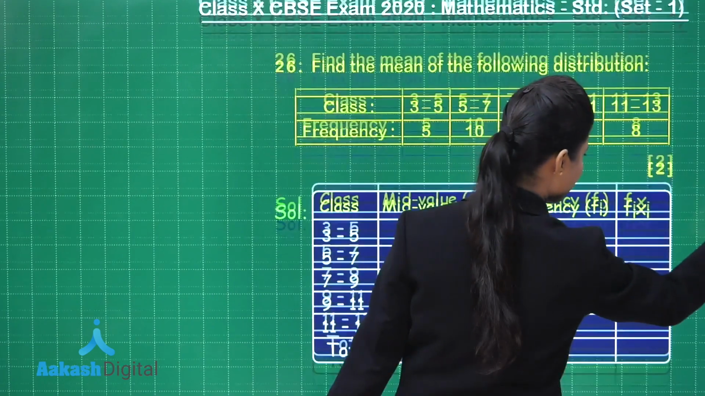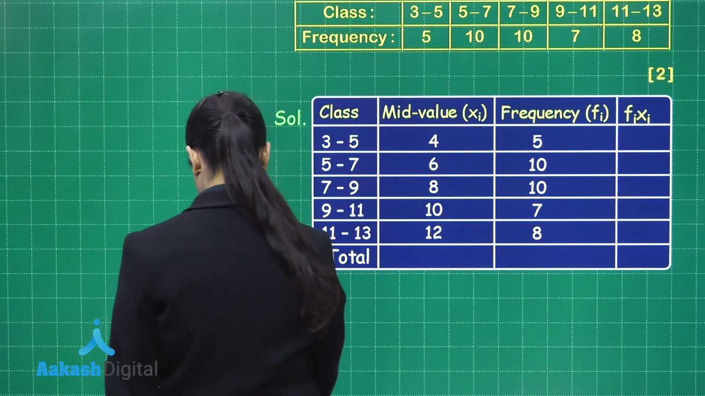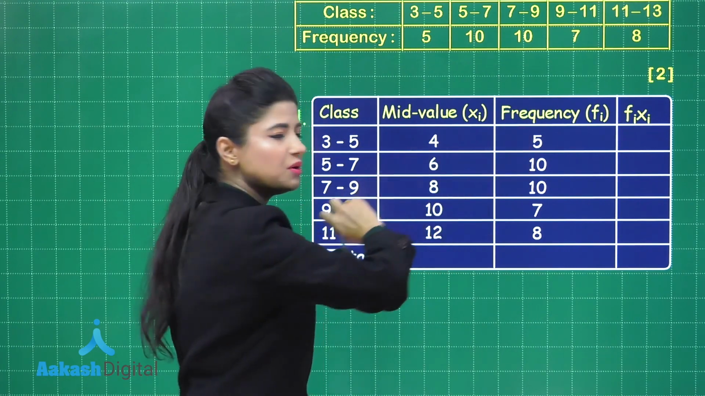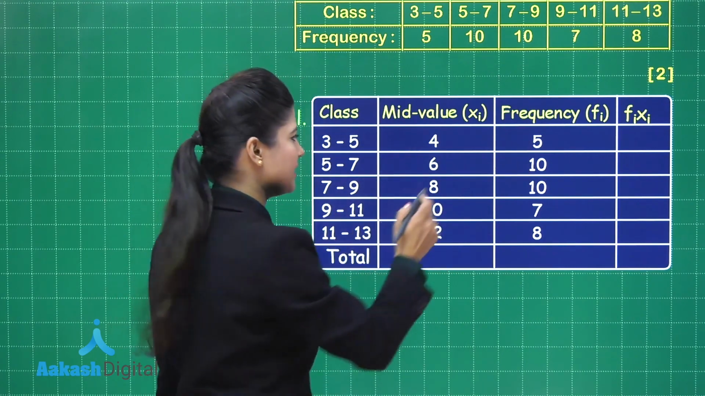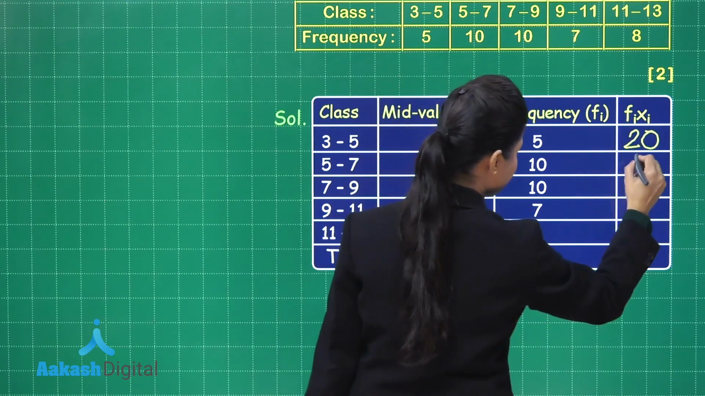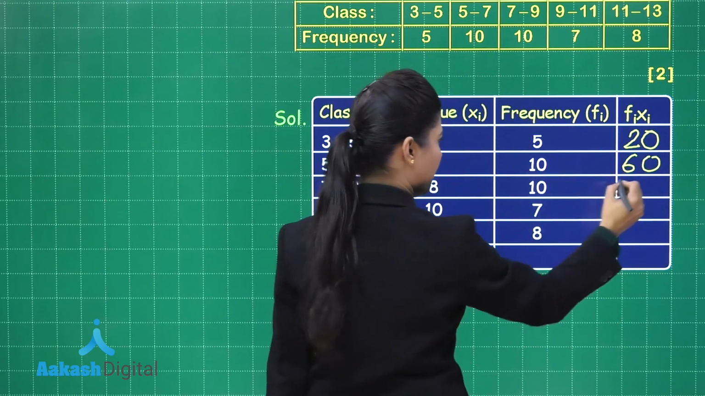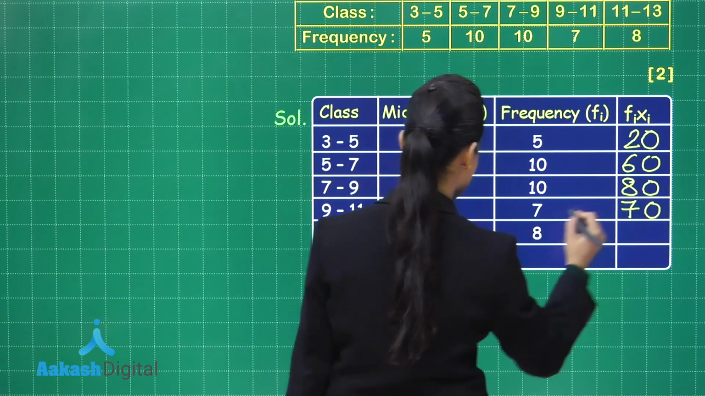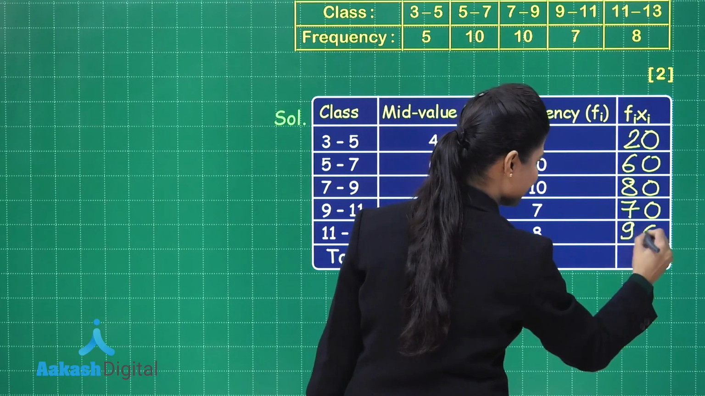Let's obtain fi xi. To obtain fi xi, I will be taking the product of the frequency of a class with its respective midpoint. That gives me 5 into 4, 20. Next, 10 into 6, 60. 10 into 8, 80. 7 into 10, 70. Next I have 8 into 12, 96.